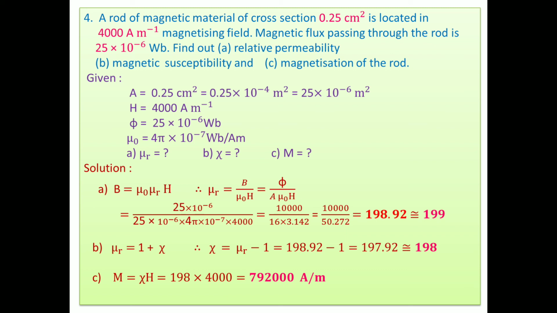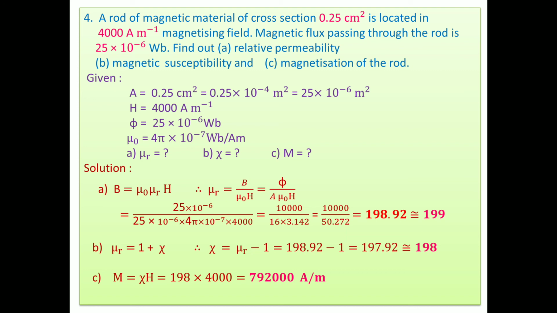Given A equal to 0.25 square centimeter cross sectional area, that is 0.25 into 10 raised to minus 4 square meter, since centi means minus 2, and minus 2 into 2 means minus 4, so 25 into 10 raised to minus 6 square meter, two decimals are shifted. Thereafter H equal to 4000 ampere per meter. Phi, the magnetic flux, is given as 25 into 10 raised to minus 6 Weber. Mu 0 is always given. Then mu r, susceptibility and magnetization are to be calculated.